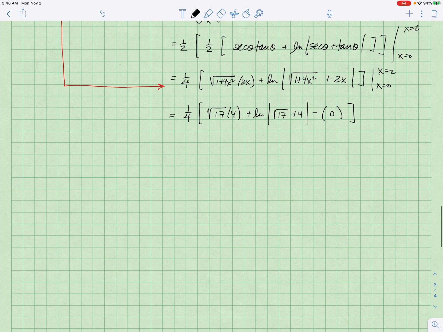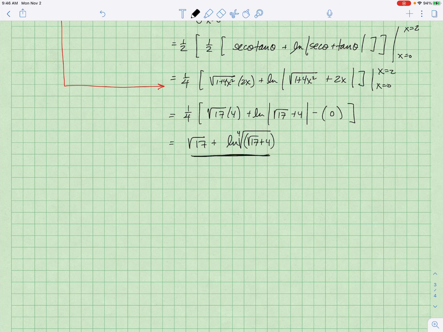Not just because that number is 0, but if you actually physically take the 0 and plug it in here, you'll get the square root of 1 times 0, which is 0, and then the natural log of 1 plus 0, which is also 0. And so that's our answer, and this is the square root of 17 over 4 plus the natural log of the square root of 17 plus 4 all over 4, or I can write that as the 4th root. Any way you want to write that. But there's our answer. That's our arc length.